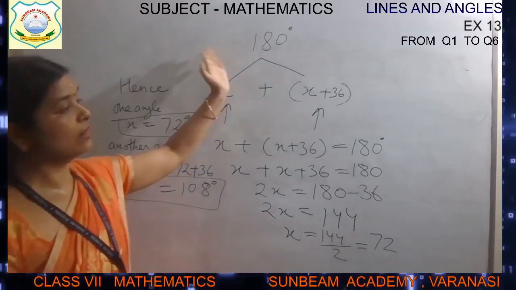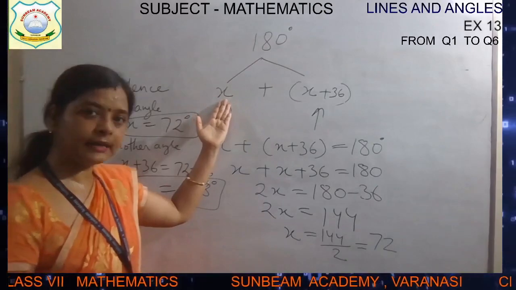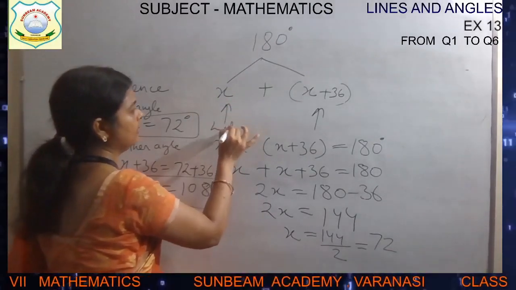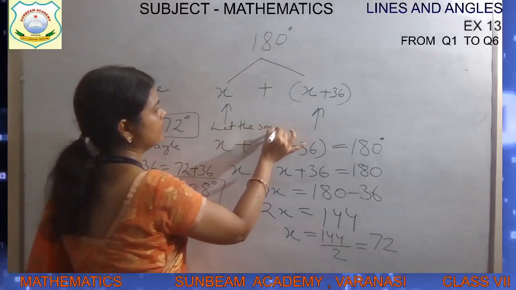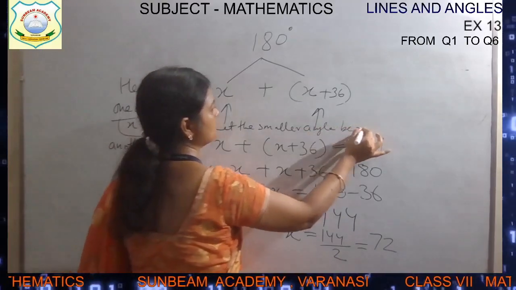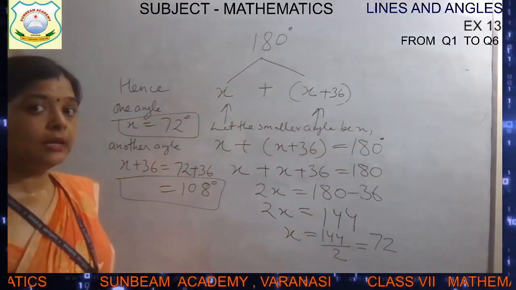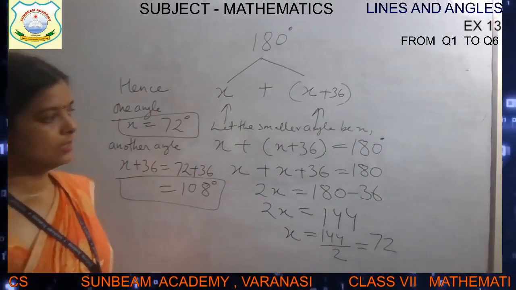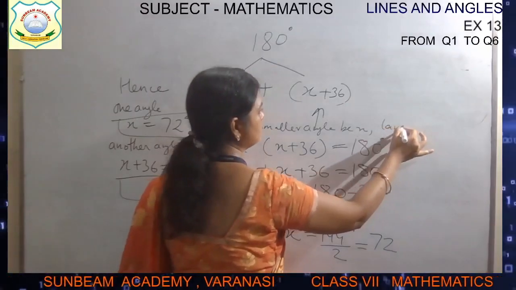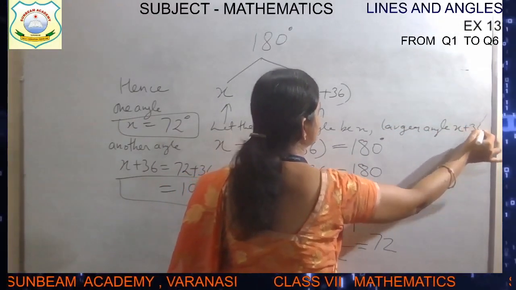Before writing this, you have to write the statement also. Let the smaller angle be x. Before starting, you will write, let the smaller supplementary angle be x, and the larger angle be x plus 36. The larger angle is x plus 36.